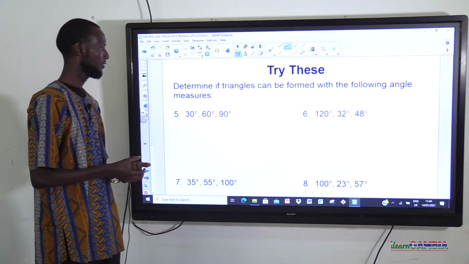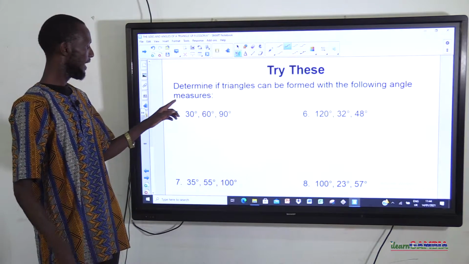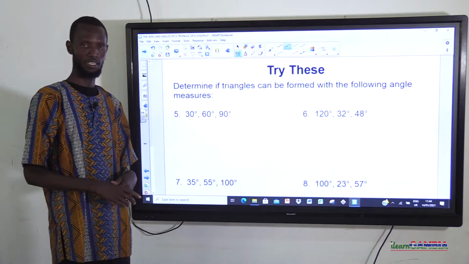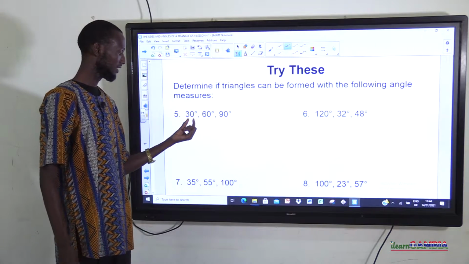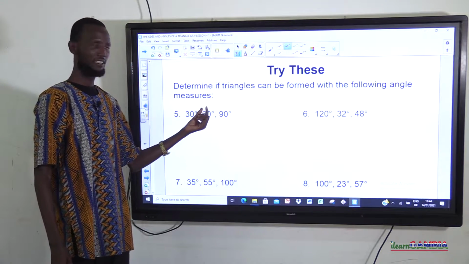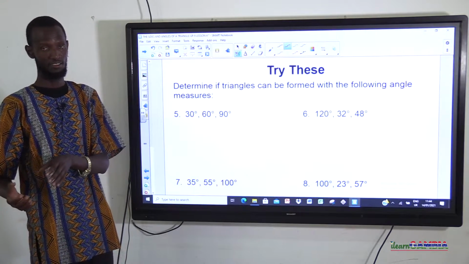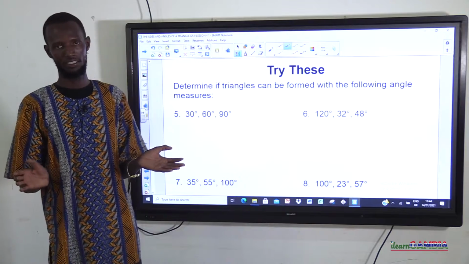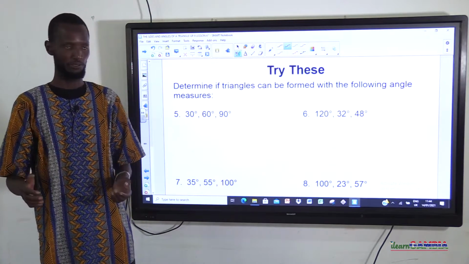Now let's see if you can use that knowledge to determine if these sets of angles form a triangle. The first one we have is 30 degrees, 60 degrees, and 90 degrees. The proof is easy. We simply add them up. If we get 180, then it's a triangle. If we get anything else, then it is not a triangle.